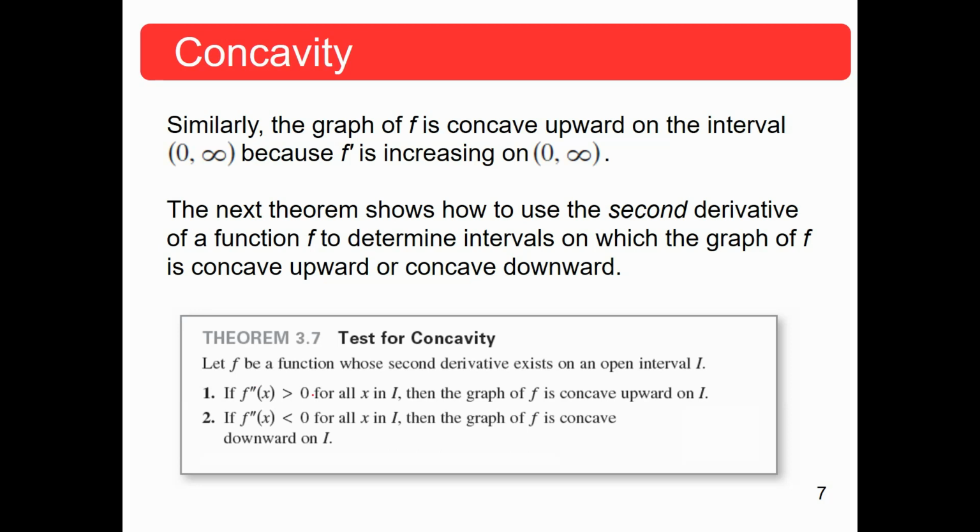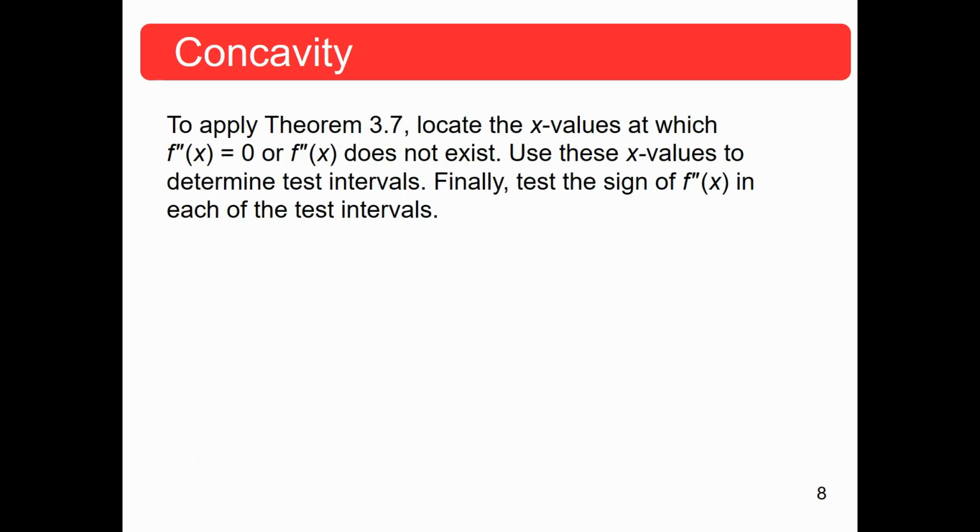So if the second derivative is positive, then that means it's concave upward, because that means that the first derivative is increasing. If the second derivative is negative, or less than 0 for all those x's, then that means we're concave downward because the first derivative is decreasing.